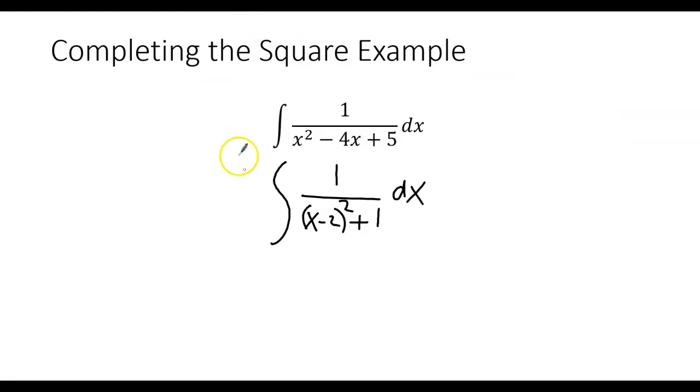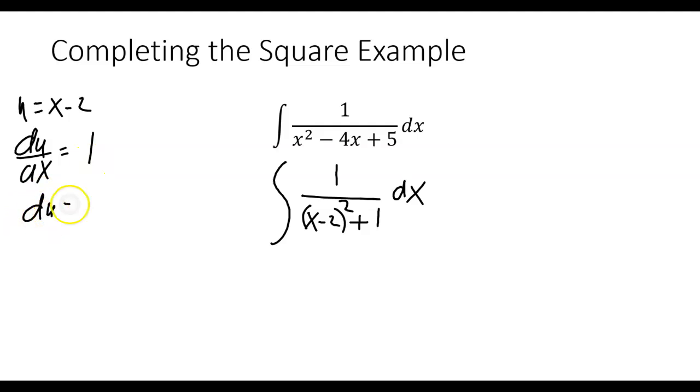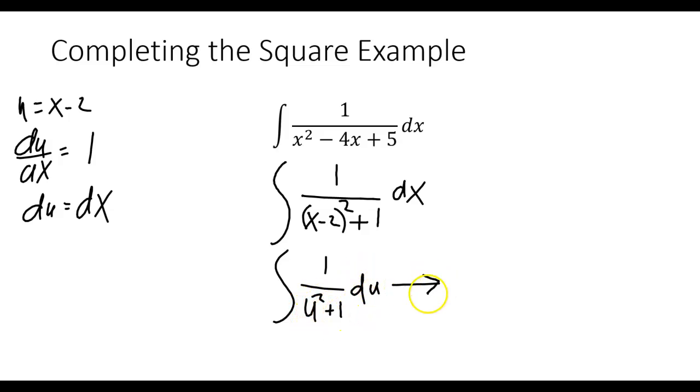We do have a u sub problem here, right? We've got parentheses. So my u is x minus 2. The derivative of u with respect to x is 1, which means that du equals dx. So if I were to rewrite this with u substitution, it would look like this. And sure enough, that's an arctangent problem.